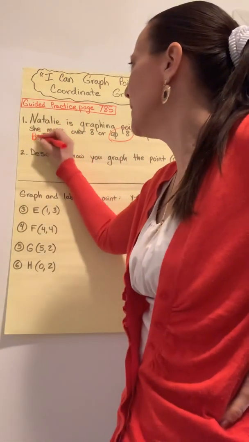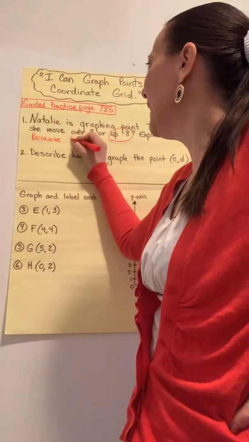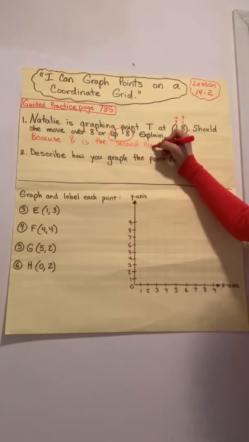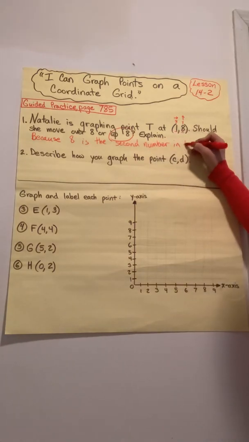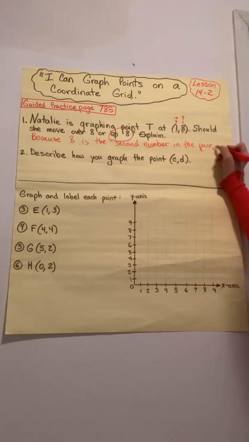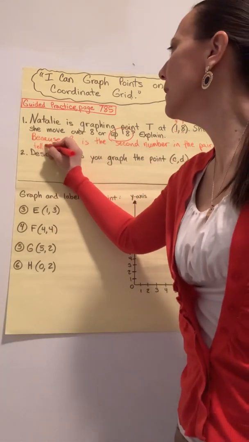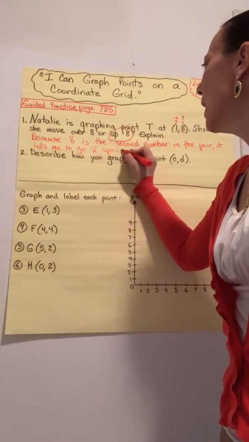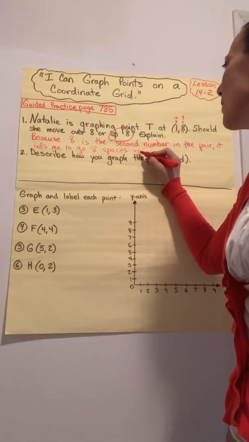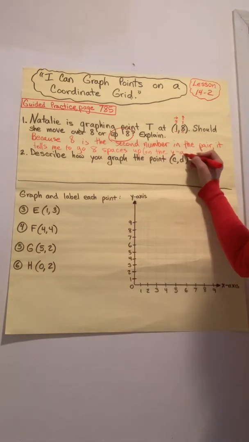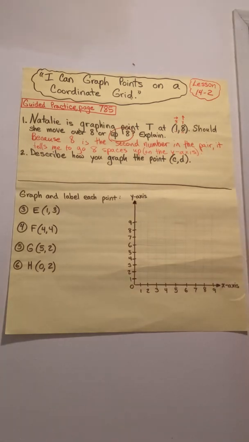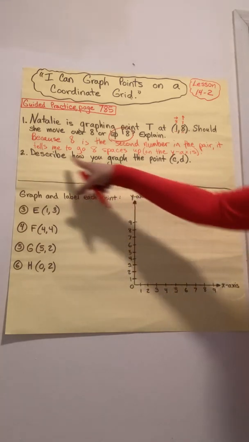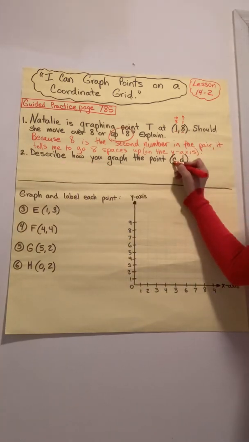And my explanation could be something like, because 8 is the second number in the ordered pair, it tells me to go 8 spaces up, or if we want to use our vocabulary, which is always a good idea, on the y-axis. Okay? Number 2 asks me to describe step by step how you graph the point CD.